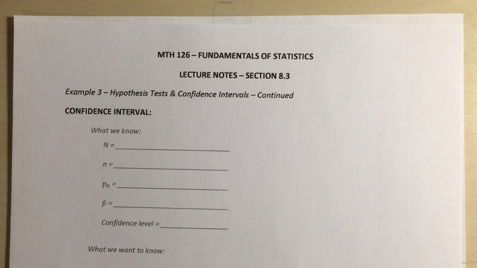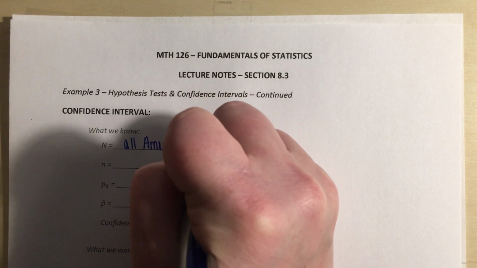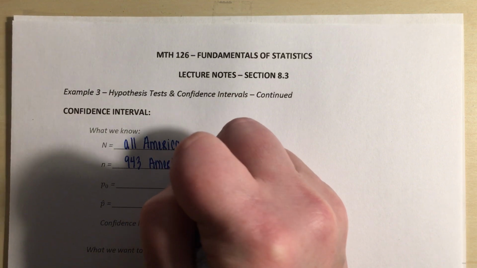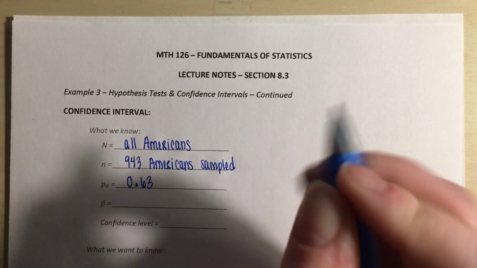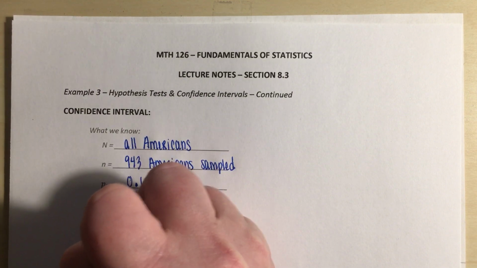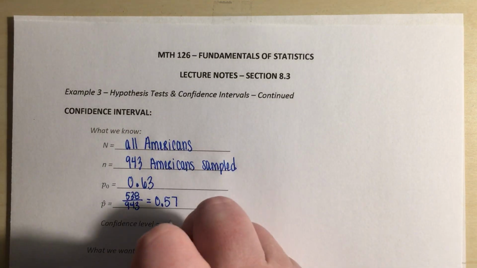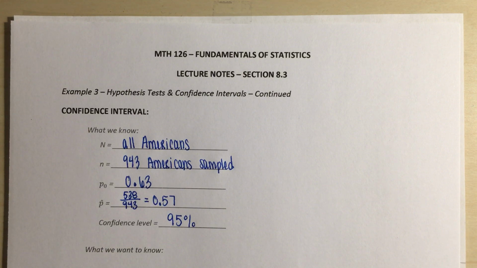Now we're going to look at the same problem, only we are going to be using a confidence interval to investigate this problem. So using a confidence interval, our population is still all Americans. Our sample size is still the 943 Americans sampled. Our P naught is still our original 63%. Our P hat is still our 538 out of 943, which gives us 0.57. Our confidence level is 95%, because that's going to go with our 5% significance level in the previous problem.